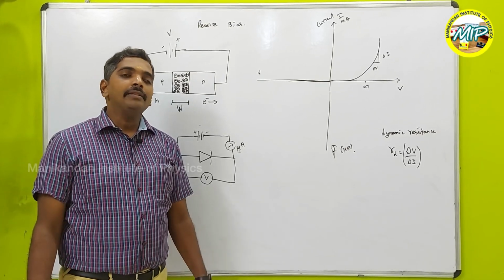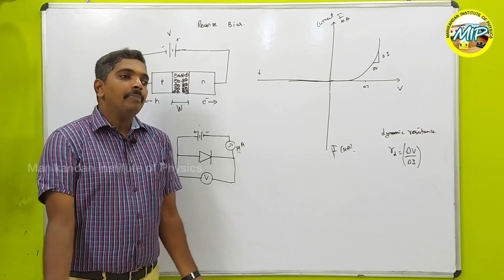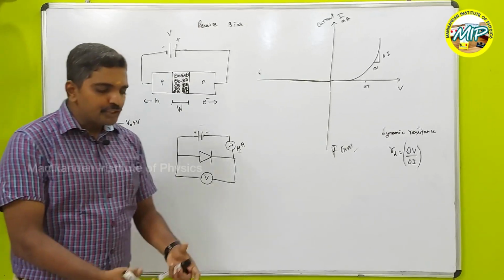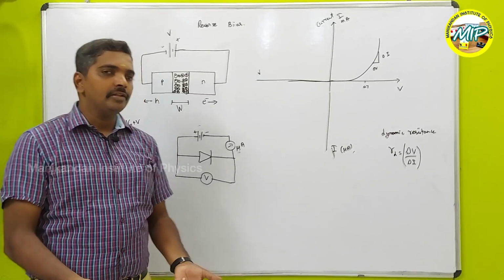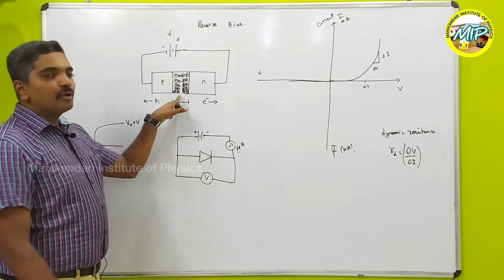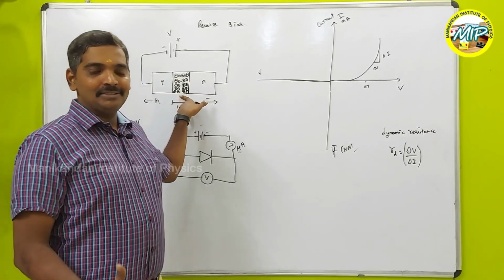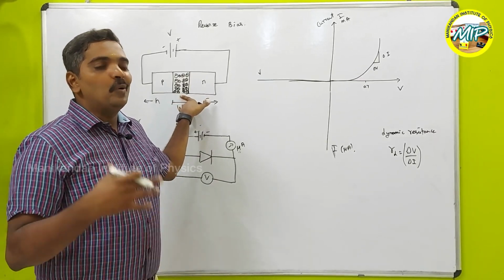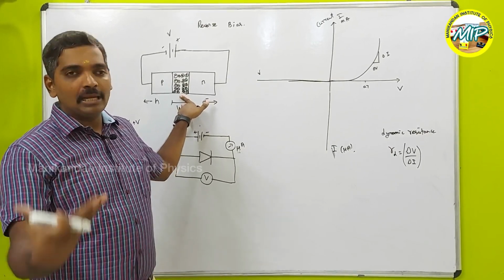Sir, this is what is happening. Then how can I use the system? Simple logic. I'm going to increase my potential further. If I increase my potential further, what's happening? The barrier potential breaks down. Once the barrier potential breaks down, what's happening here?